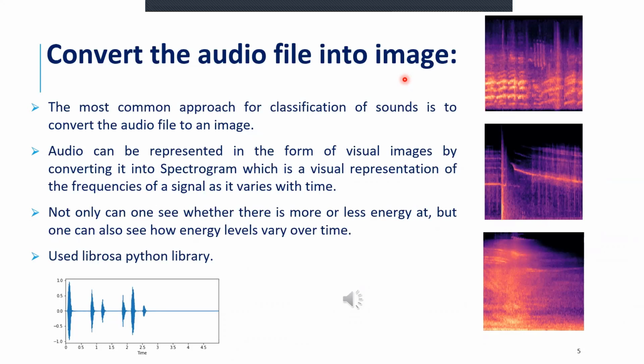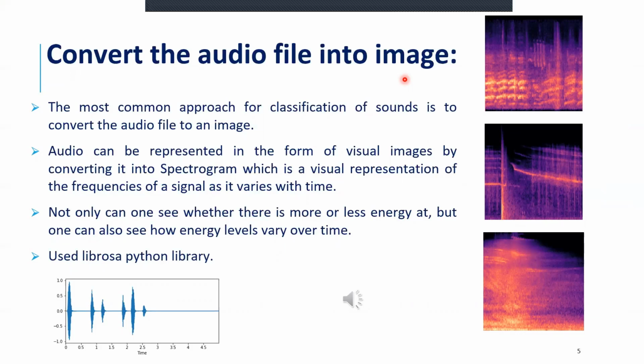The first part of our method is data pre-processing. We have 2 approaches for this part. The first approach is to convert the audio file into an image. The most common approach for classification of sound is to convert the audio file to an image, and then use the model to process the image.